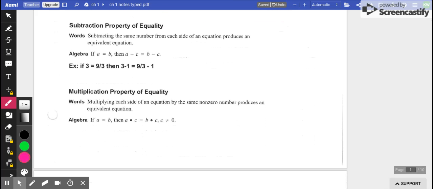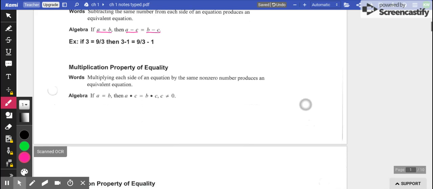The subtraction property of equality tells us the exact same thing, only now instead of adding something to both sides of the equation, we're going to be subtracting something from both sides of the equation. So if I have a is equal to b, then I know that if I subtract c from one side, I have to subtract it from the other side. And if I do that, we know that we've ended up with an equivalent equation.